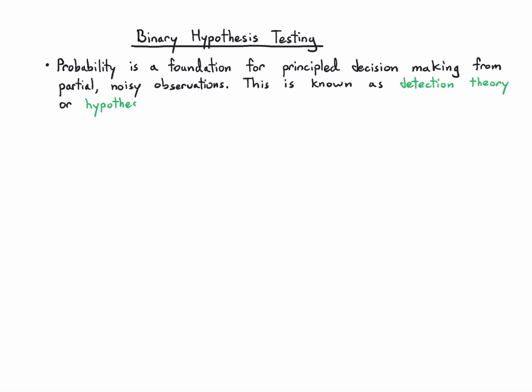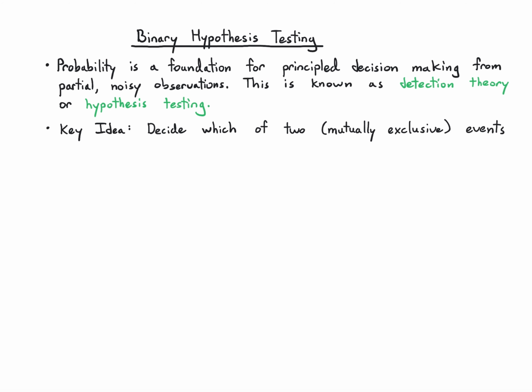And there are, of course, many ad hoc ways in which you could make decisions based on observations, but we're going to try to do this in a rigorous way. So we're going to see how probability is a really great fit for this scenario. The key idea underlying all of this is that we're trying to decide which of two mutually exclusive events occurred using one of our observations. So we use an observation to try to decide what actually occurred.